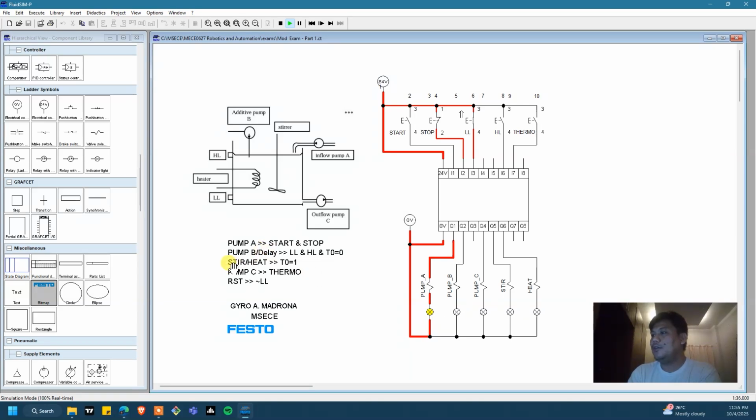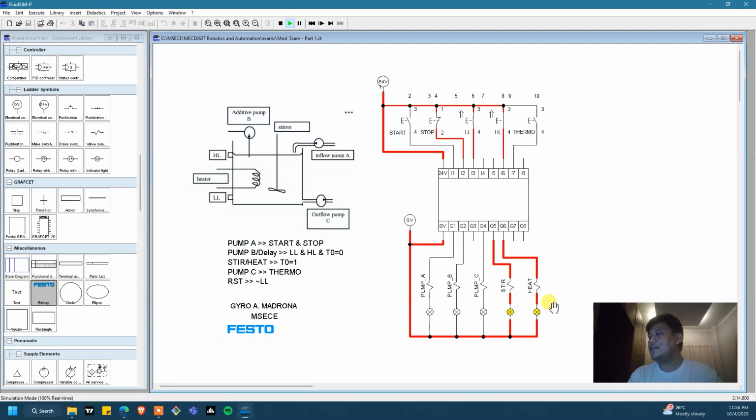After that, your stirrer and heater, these two, will be activated. So again, I will press this one. Pump B will light on. After 10 seconds, it will turn off and activate the stirrer and heater. So let's try that one. Let's say again the liquid starts to rise, hitting now your high level switch. Okay, so I will press. Pump B is activated, but for 10 seconds only. So you can count: 5, 6, 7, 8, 9, 10.